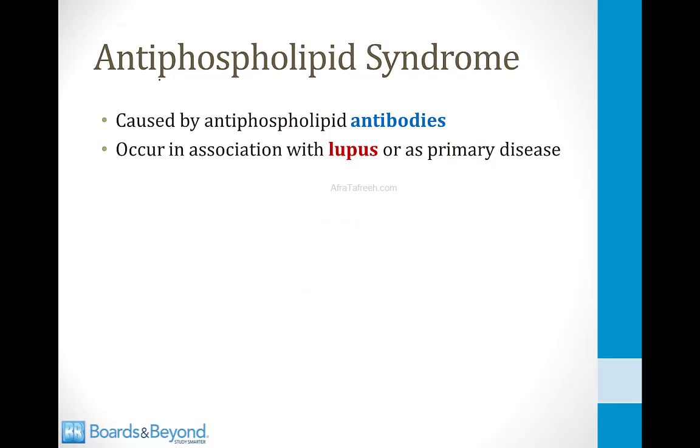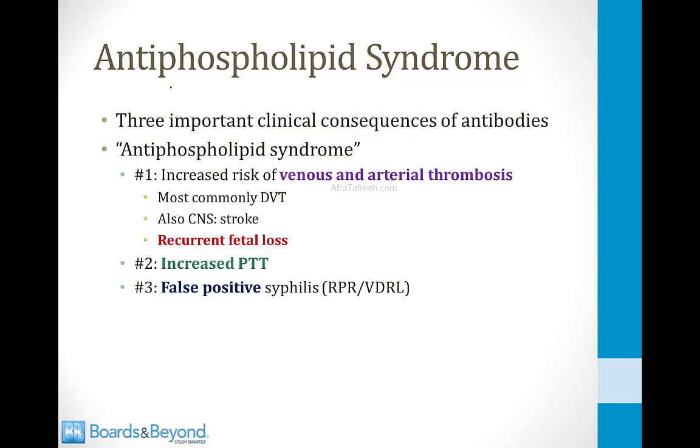The last hypercoagulable state I'm going to discuss is the antiphospholipid syndrome. This is a disorder caused by antiphospholipid antibodies, as the name implies. This disorder is very common among people who have lupus. It often occurs in association with lupus. However, it can also develop as a primary disease in patients who do not have lupus. The primary problem in the antiphospholipid syndrome is the presence of antibodies directed against phospholipids. What's confusing about this syndrome is that there are a number of different clinical consequences that result from those antibodies.